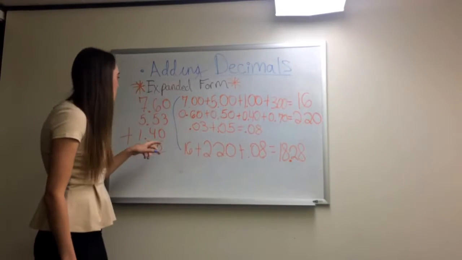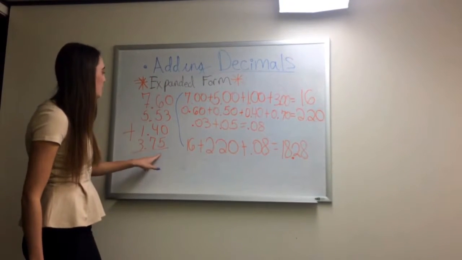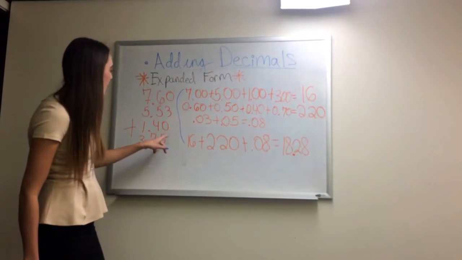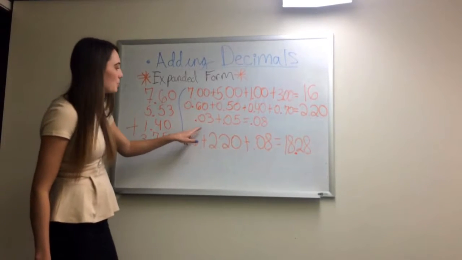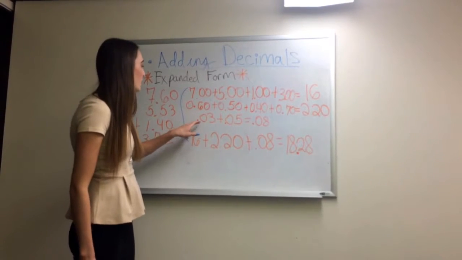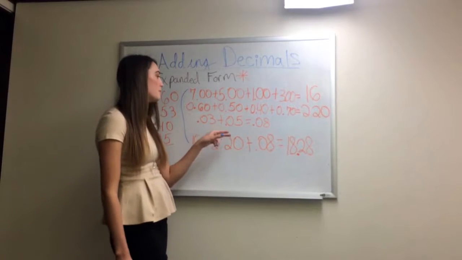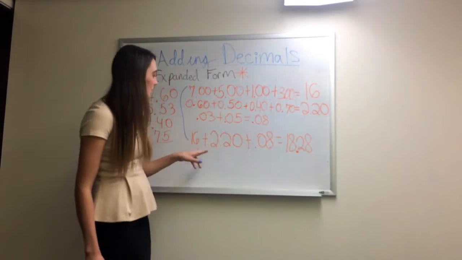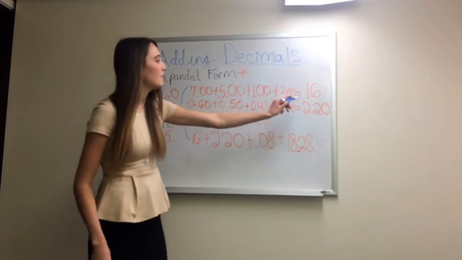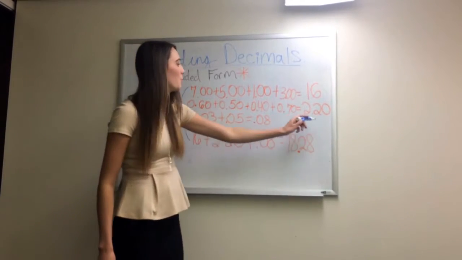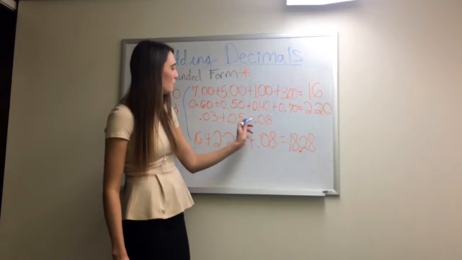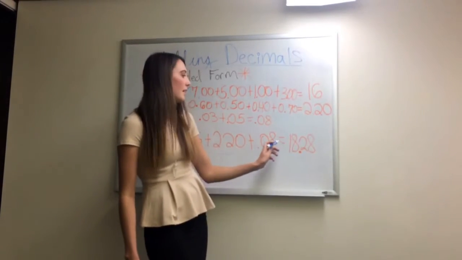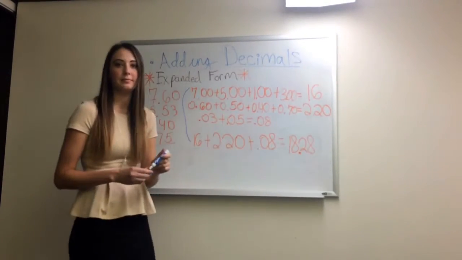2.20. Next, we're going to look at our hundredths place, and we're going to add only our hundredths place. And we only have a 3 and a 5. So we're going to add 0.03 plus 0.05, which is 0.08. And down here I added 16 from here, 2.20, and 0.08, and we get 18.28.